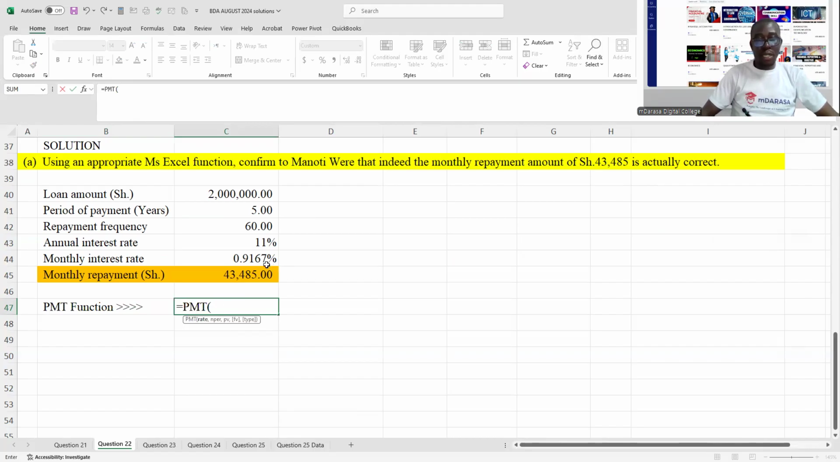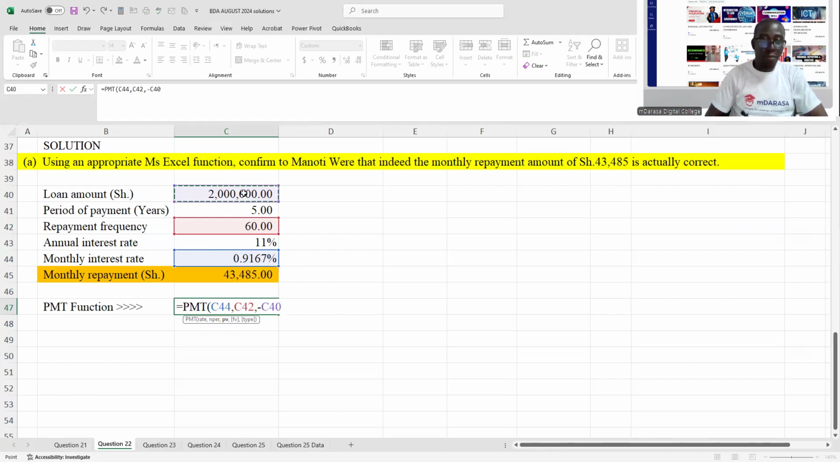The rate, you take the monthly rate, which is that value that we determined. Comma. Number of periods: because I'm paying on a monthly basis, you take the repayment frequency in months, which is 60 months, comma. Then the present value of the loan, which is a liability, so minus the present value, which is 2 million.